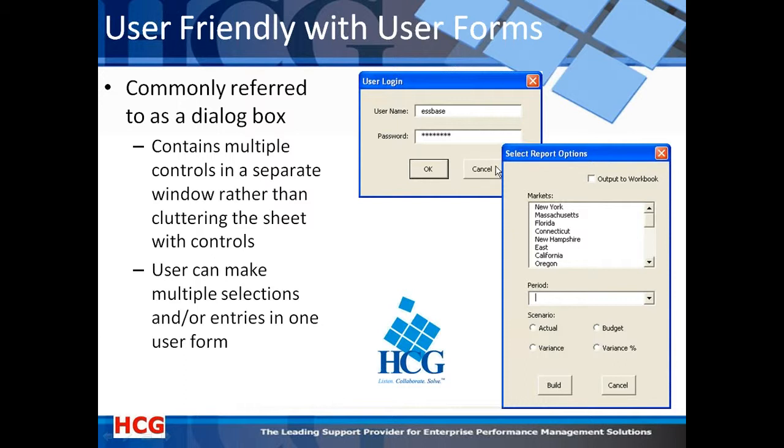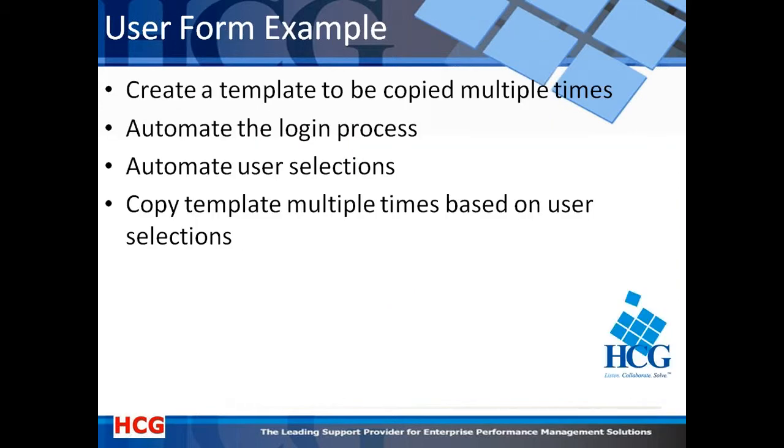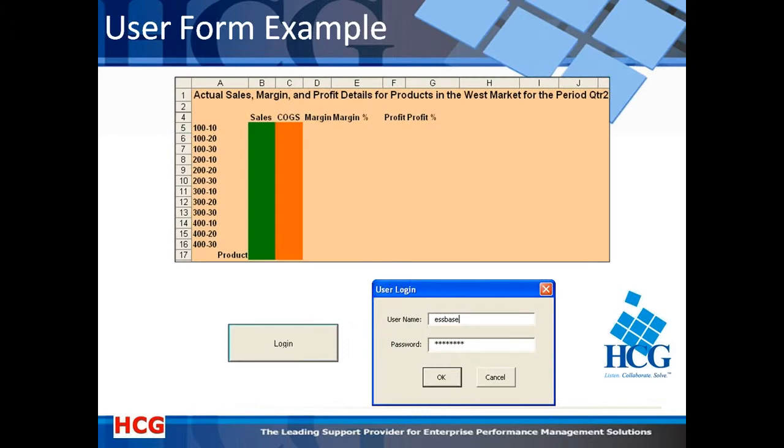Here's 2 input boxes and 2 buttons in one dialog box. Here's a checkbox, a combo box, a list box and a combo box, and 4 radio buttons and 2 command buttons, all within 1 dialog box. And based on their selections, I can create multiple reports.